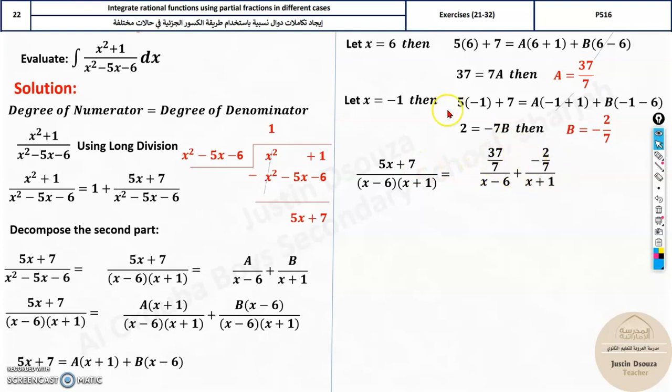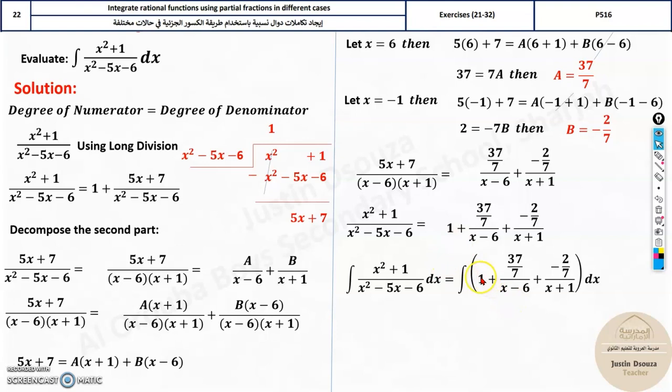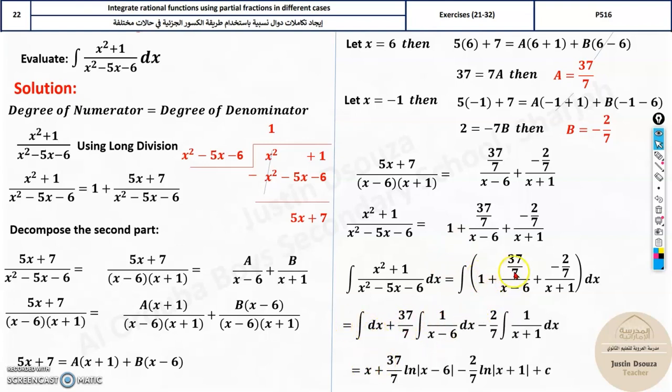Now this is not the answer, you need to integrate this including this part 1. Don't forget the 1. What will happen? 1 will be x, that is integrating 1 gives x. Here this is constant, remove it out. Whatever is the denominator, you must write natural logarithm magnitude of that value. Same thing over here, minus 2 by 7 is out, ln x plus 1. This is in detail, but you can skip a few steps like all this, you can directly get the answer. So this is how you solve this.